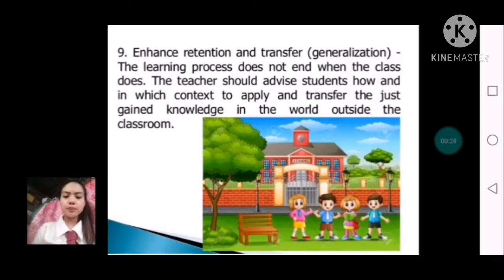For example, the teacher asks learners to create activities using a PowerPoint presentation for grade 6 level. The teacher also assigns learners to teach another learner how to make a PowerPoint presentation. It is all about what you learned inside the classroom, that you can apply it in real-life situations. That's all.